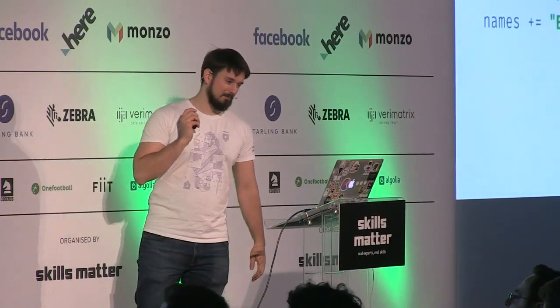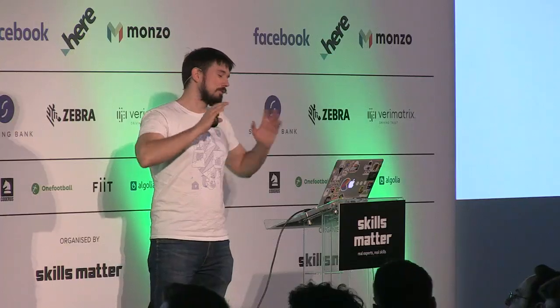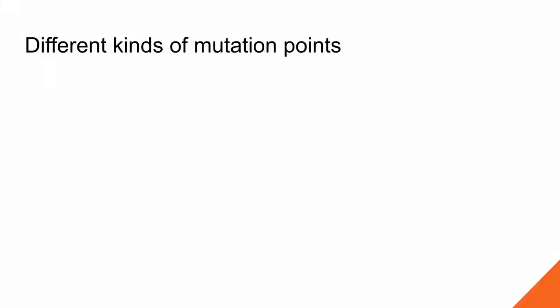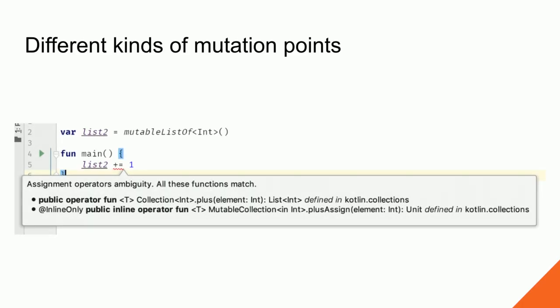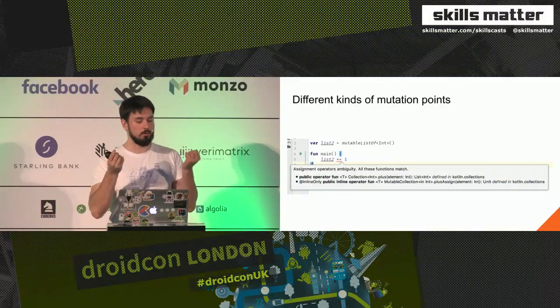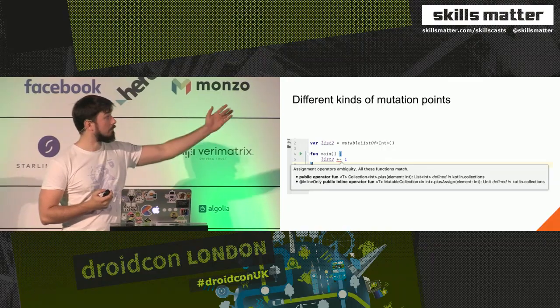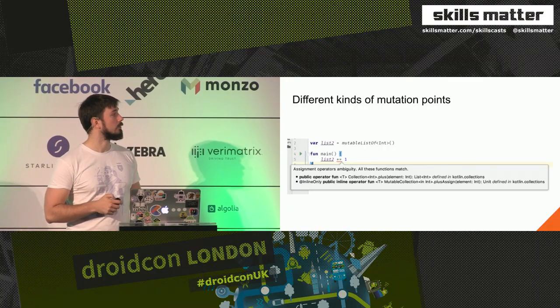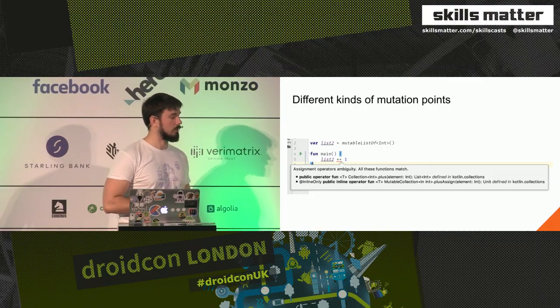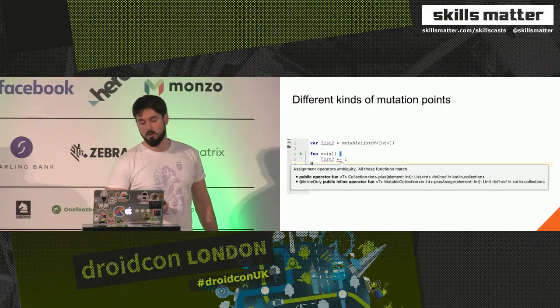But the big thing is that we should not make absurd or unnecessary mutation points, like making val and mutable list, which is something that I would like to never see, because then something can be changed in two ways, and we can never predict how it's changed. And something like plus equals is not valuable because of ambiguity.